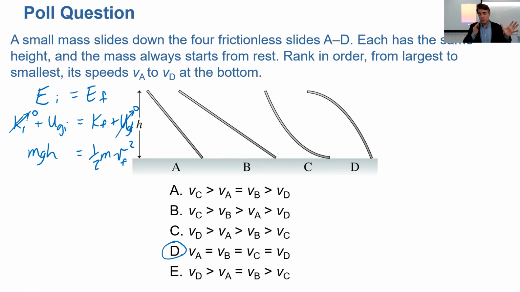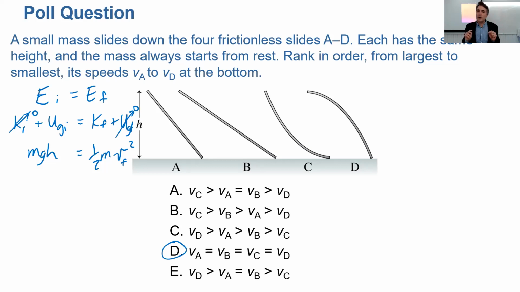Energy is a scalar quantity, and it doesn't have any direction associated with it. Even kinetic energy, which has to do with velocity, doesn't have a direction associated with it. In this 1/2 mv squared, v is just the speed. So it doesn't matter if you're going left or right or up or down. If you're going at the same speed, you have the same kinetic energy.